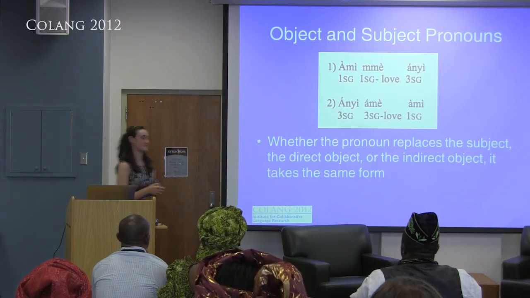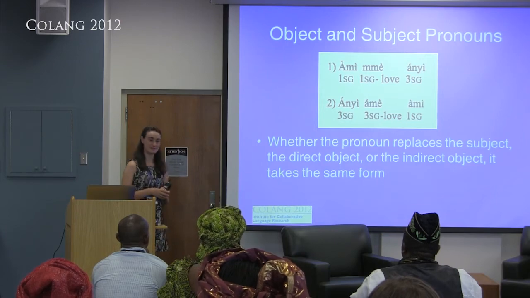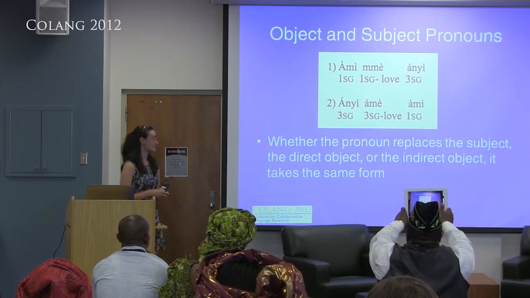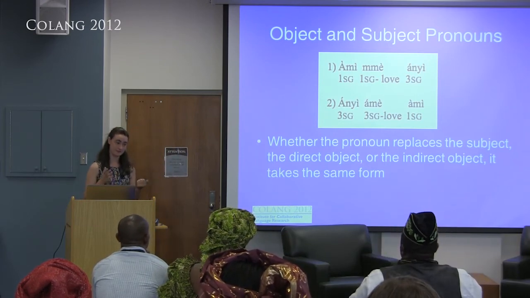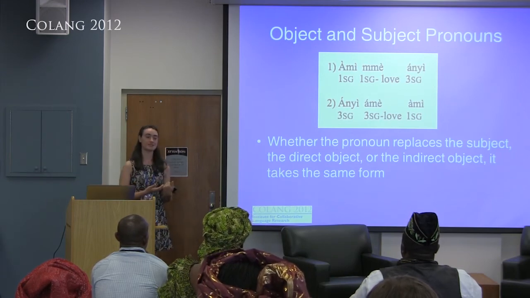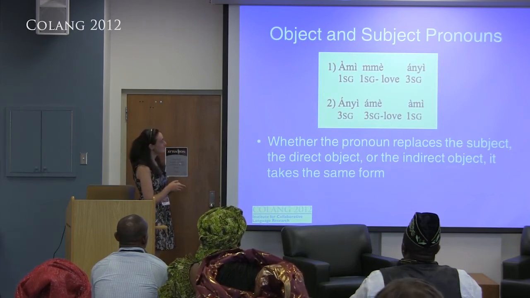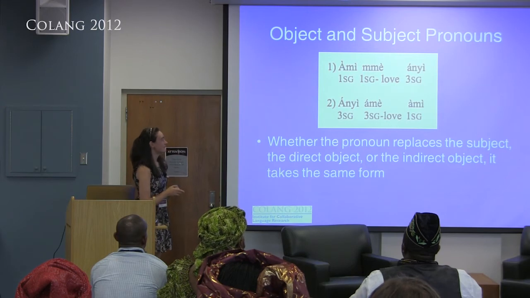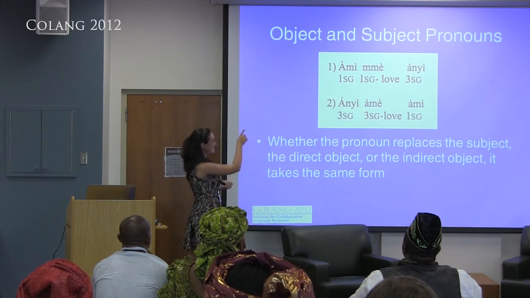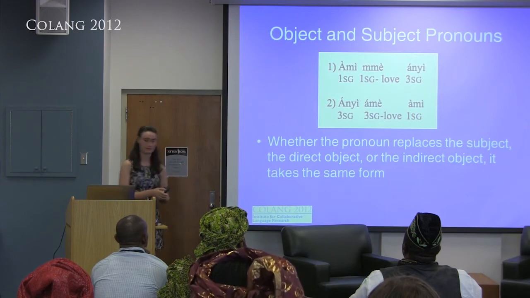Now, object and subject pronouns. Many languages have different forms for the pronouns when they function as an object versus when they function as a subject. We've already seen the subject version, but it turns out in Uda it doesn't matter the role that the pronoun is playing in the sentence, whether it replaces the subject, the direct object, or the indirect object, it always appears in the same form. So we've got a quick example here. I love him and he loves me are the same. They're not the same, those are very different things. But the me appears in the same form and the third person singular pronoun appears in the same form.